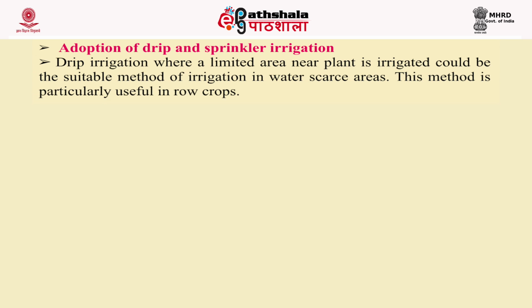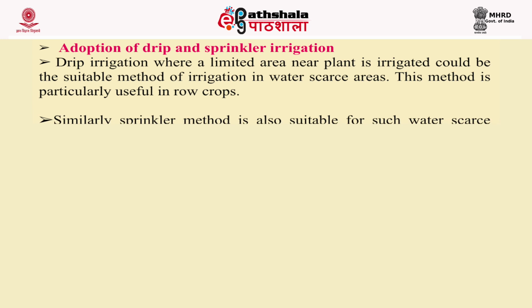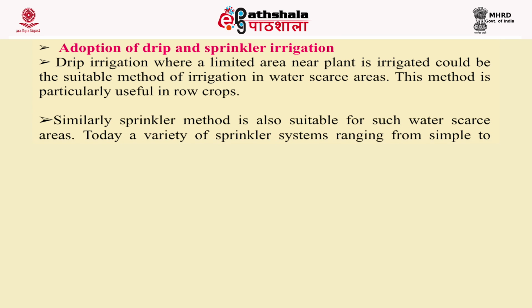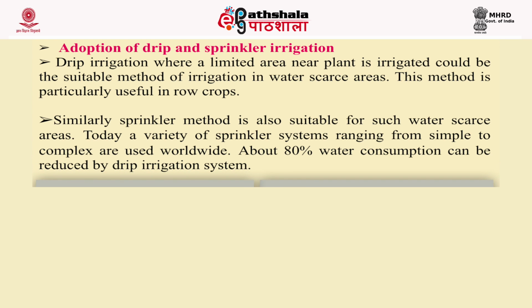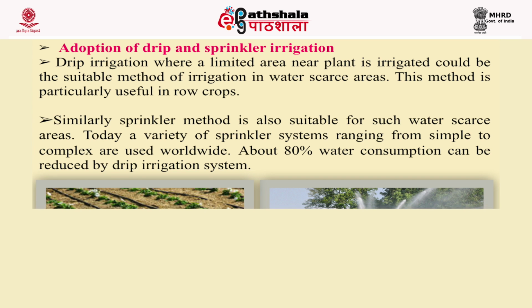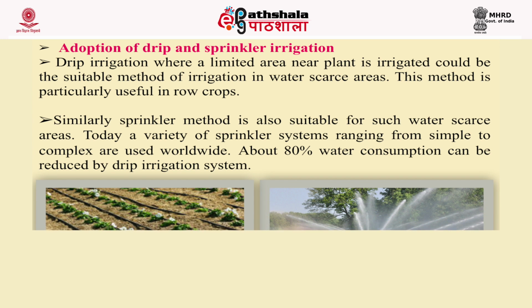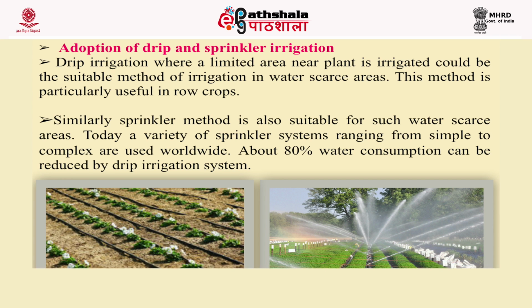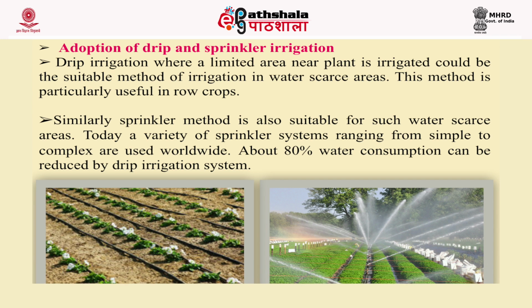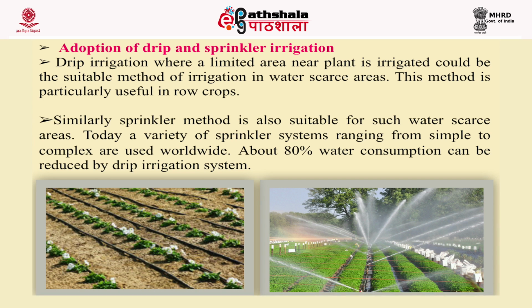Drip irrigation, where a limited area near the plant is irrigated, would be the suitable method for irrigation in water scarce areas. This method is particularly useful in row crops. Similarly, sprinkler system is also suitable for such water scarce areas. Today, a variety of sprinkler systems ranging from simple to complex systems are used worldwide. About 80% of water consumption can be reduced by drip irrigation system. These two figures are showing drip as well as sprinkler irrigation systems.